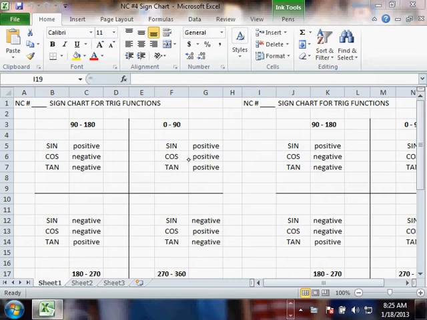Okay, let's discuss Trig Note Card 5. We're going to talk about the sign chart for trig functions. In other words, if an angle lies in a certain quadrant, is the sine, the cosine, the tangent positive or negative?